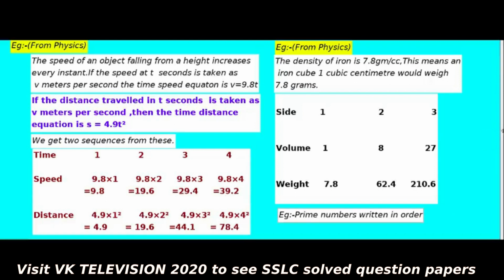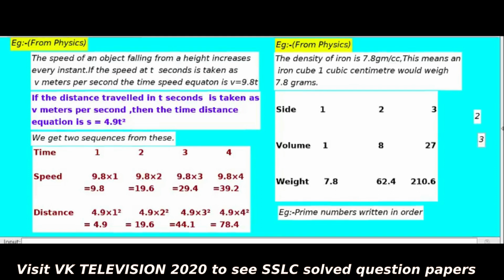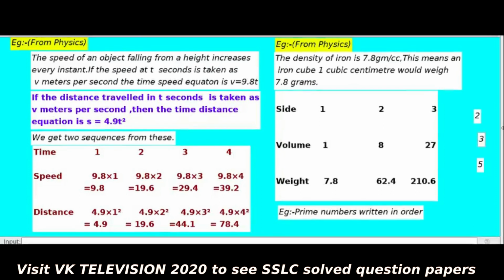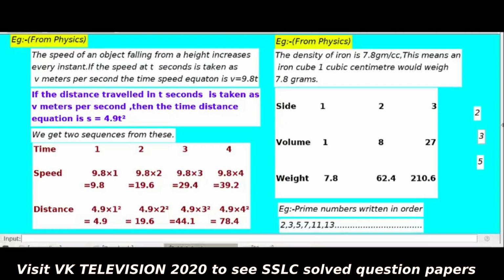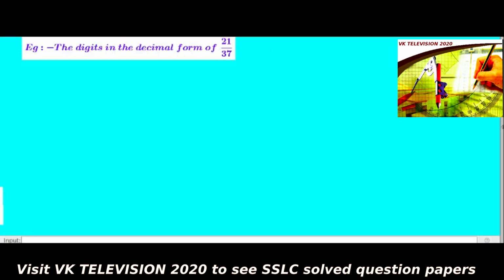What is the first prime number? 2. Second is 3. Third one is 5. Next is 7, 11, 13. So this is also a number sequence.